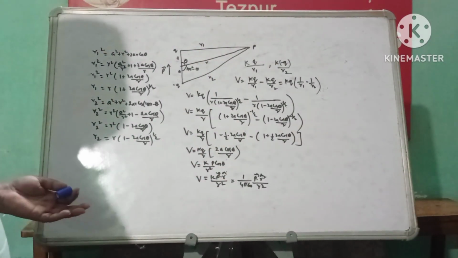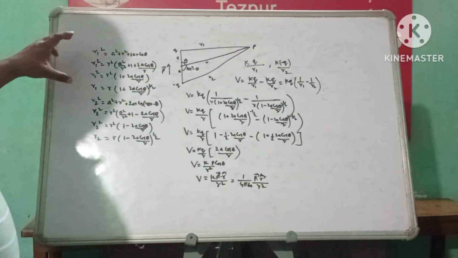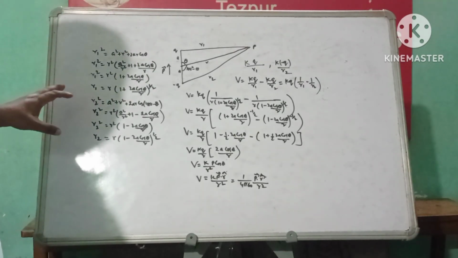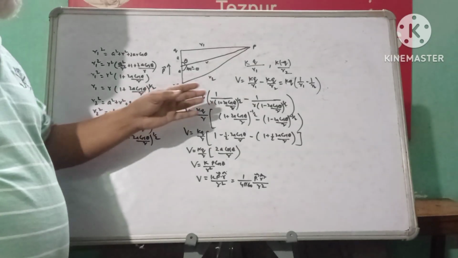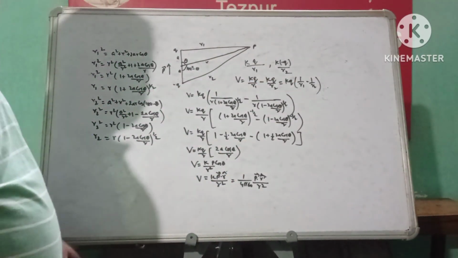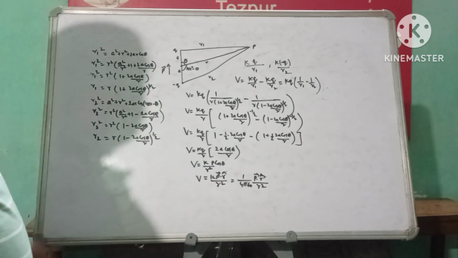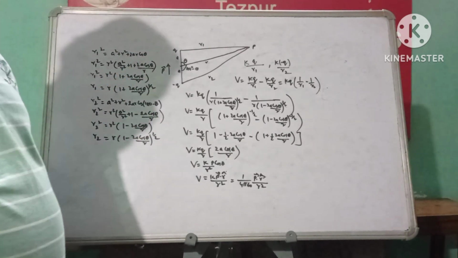So here you say this is very easy. You need not memorize it. There is only some mathematics, which is the binomial theorem, and the main theory lies here, and you can easily calculate it. So this is the potential at point P due to the dipole.